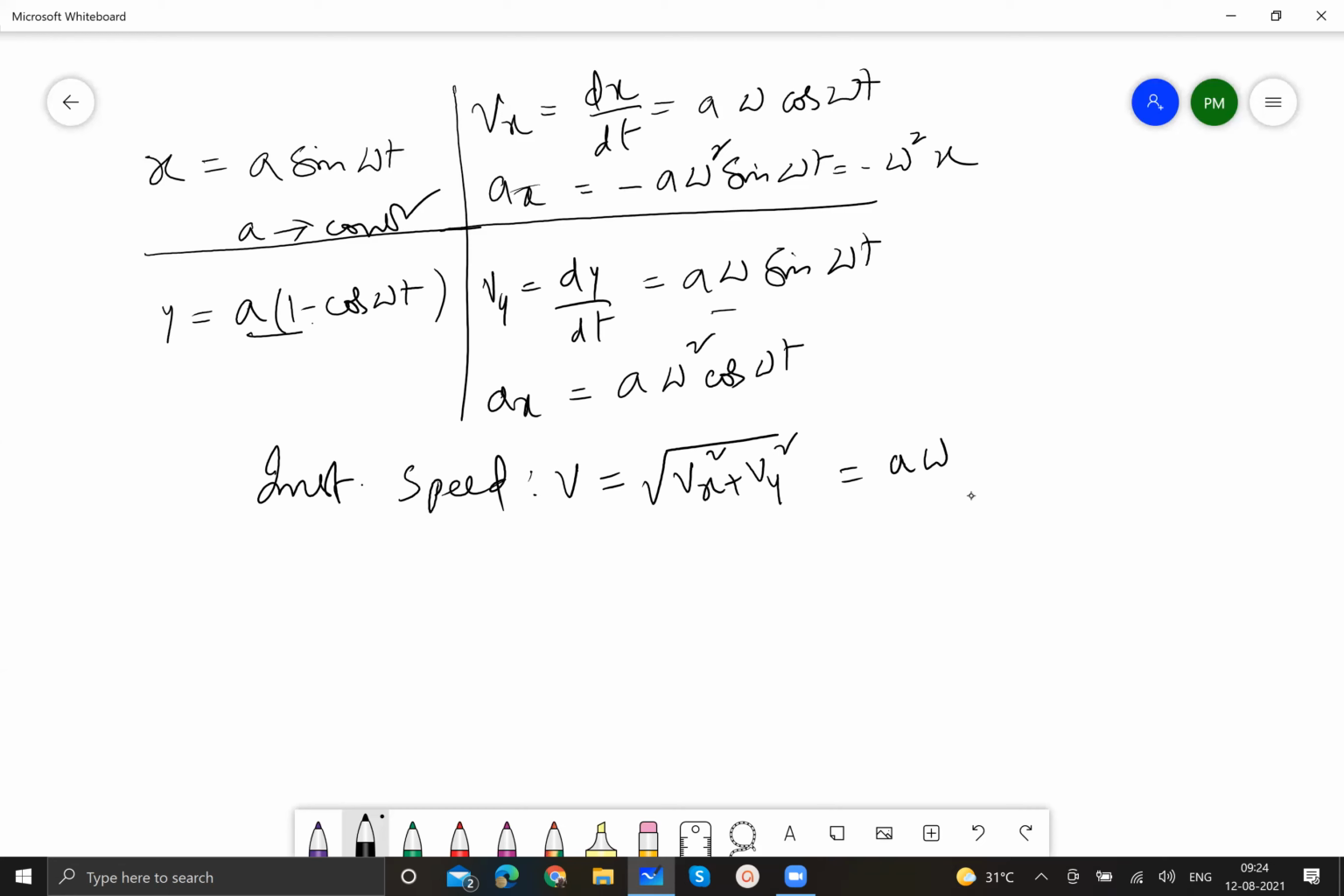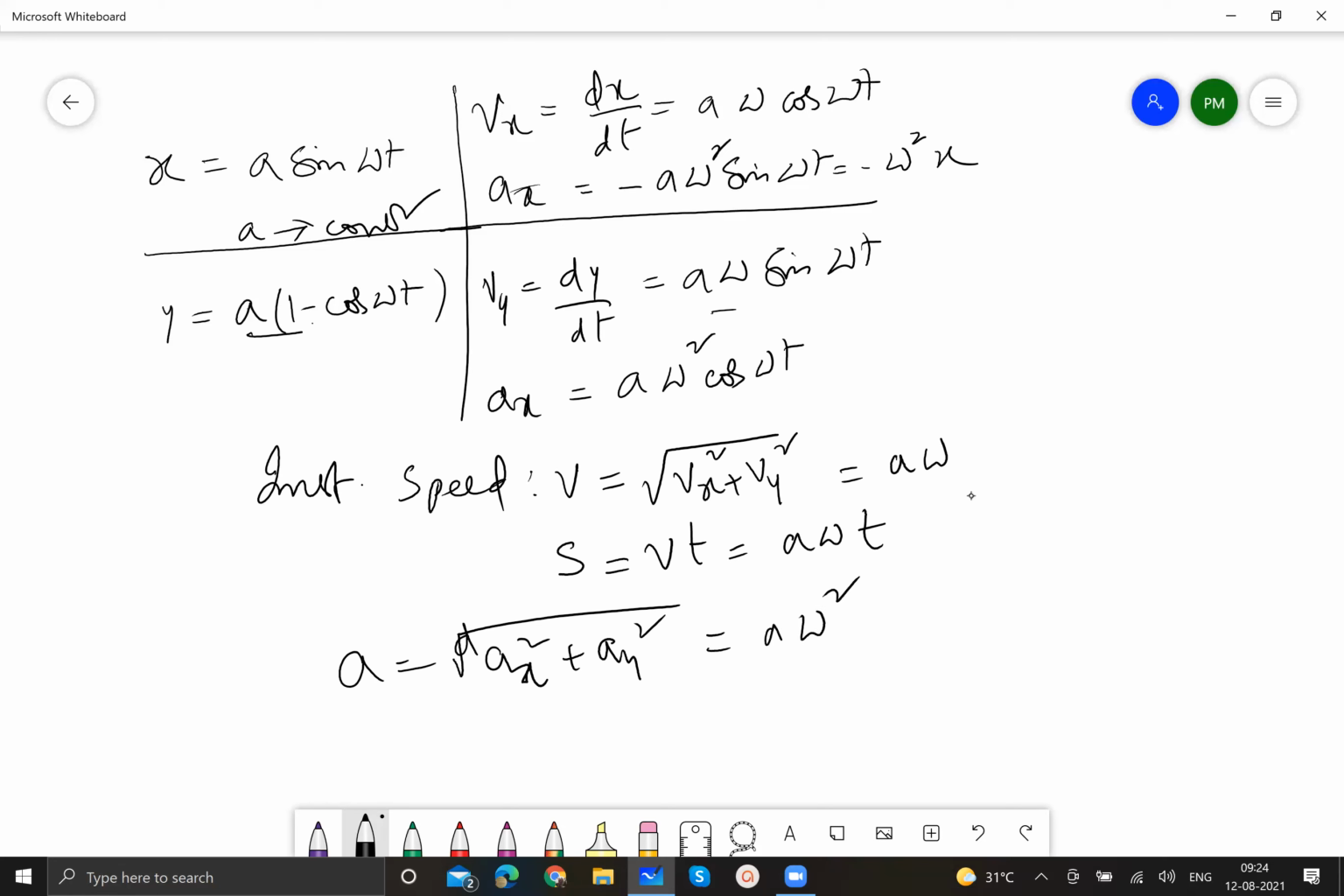Recollect it with circular motion. V maximum is equal to R omega. Just like that, you can remember. And because the magnitude of speed remains constant here, the distance should be V into T, therefore a omega T. Then acceleration. Already we have ax and ay, so root of ax square plus ay square, you will get a omega square.